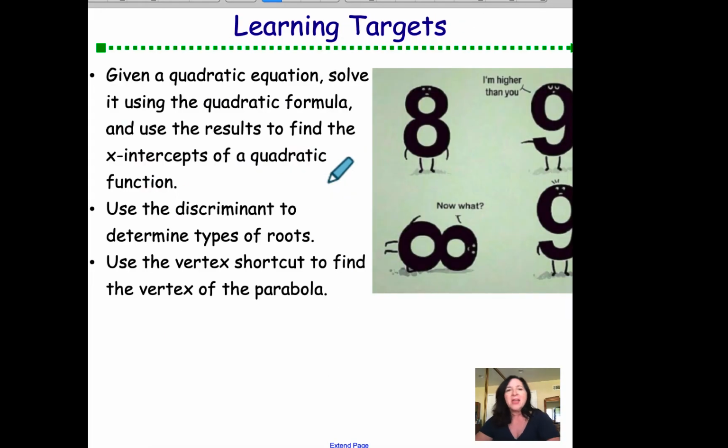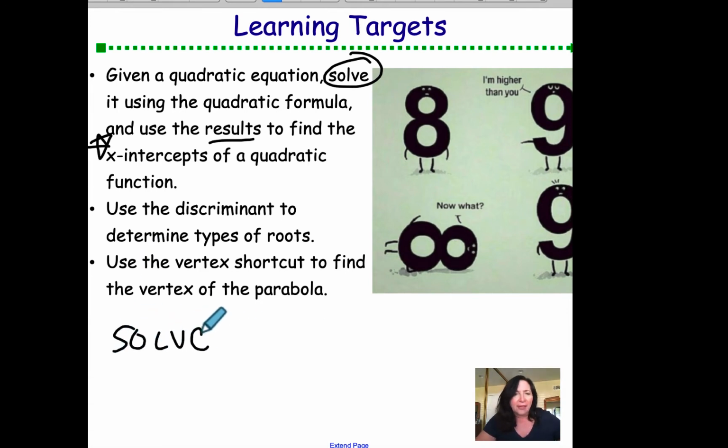Okay, right on. So our learning targets today are, we are going to be using the quadratic formula to solve an equation. And when we solve an equation, the results are always to find the x-intercepts. That's what I'm asking you to do. When I ask you to solve a quadratic equation, I'm asking you to find the x-intercepts.